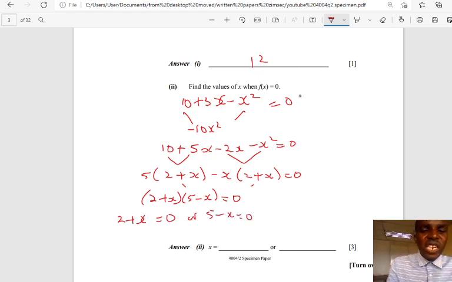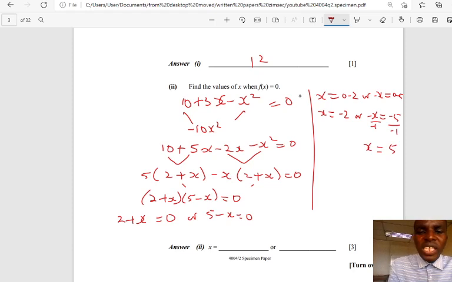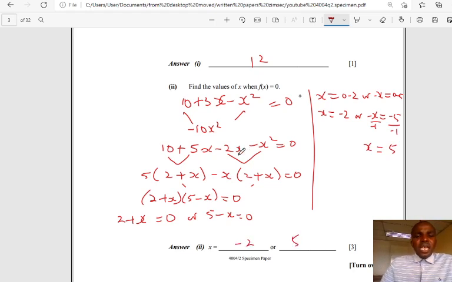Then from this, you can conclude that, let me solve it here, x is equal to 0 minus 2, or minus x is equal to 0 minus 5. Then x is equal to minus 2, or minus x is equal to minus 5. Then you divide by minus 1 to get rid of this minus sign on x. x will be equal to 5. So x is equal to minus 2, or x is equal to 5. Done. Next question.